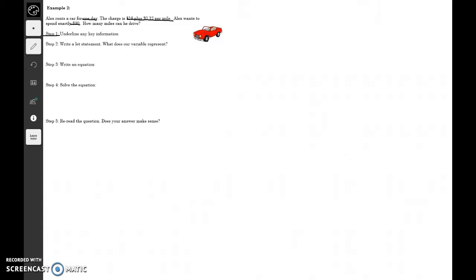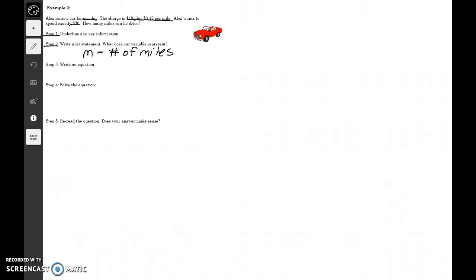Next, it says step 2, write a let statement. In that, we're going to figure out what the variable represents. So here we have $18 plus 12 cents per mile. So we're going to charge 12 cents every what? Every mile. So here we could say, let's just change our variable up. What if we said m equals the number of miles? All right, we could say m equals the number of miles. So really the variable doesn't always have to equal x. We can actually change the variable up to be whatever it wants to be.